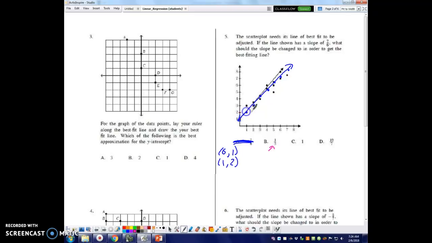Now let's try 1 over 3. So we go 1 over 3. Does that look like it's going to fit? From here to here, like that? Definitely not. So that's not going to work. What about 10 over 7? Let's try that one. If we start here, we go up 10, which will be about here, over to 7, which would be about here. Does that look like it'd fit? No. So the line of best fit would be 1. You're just looking for the line that best fits.